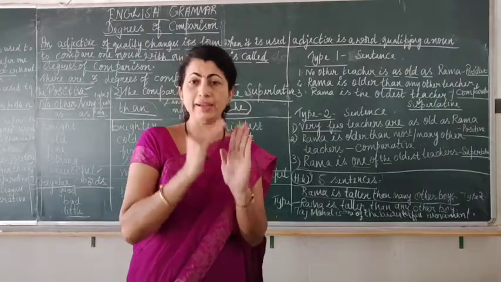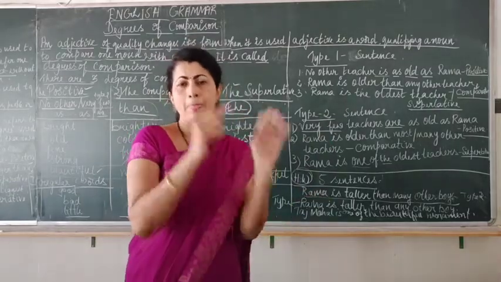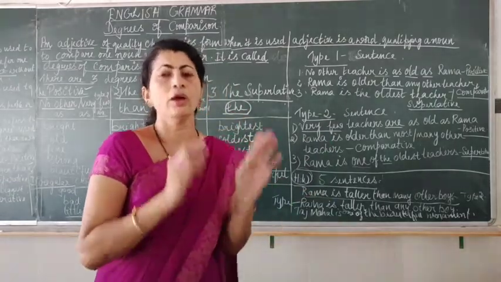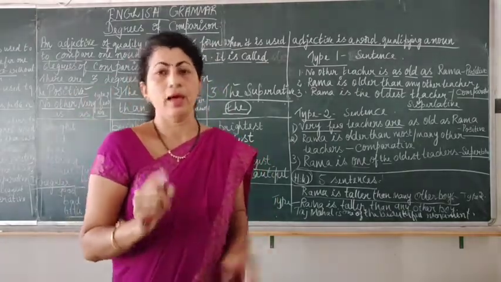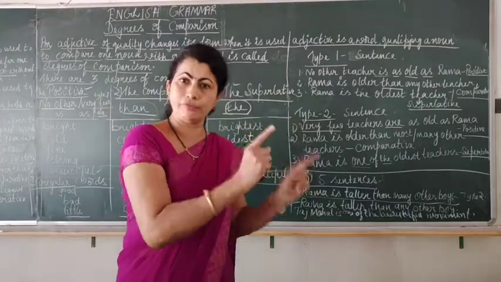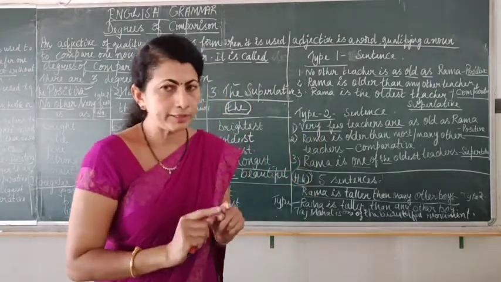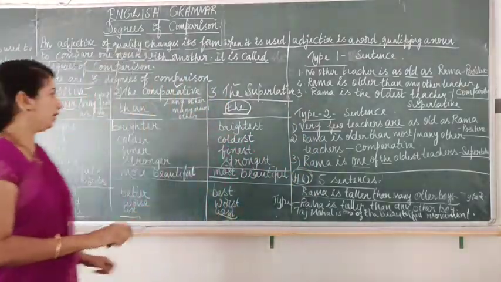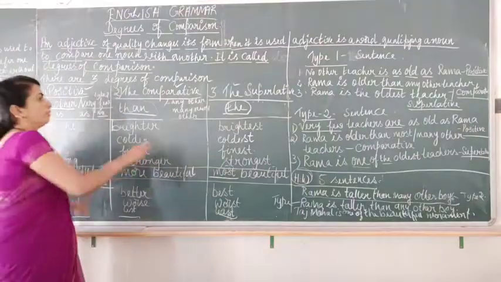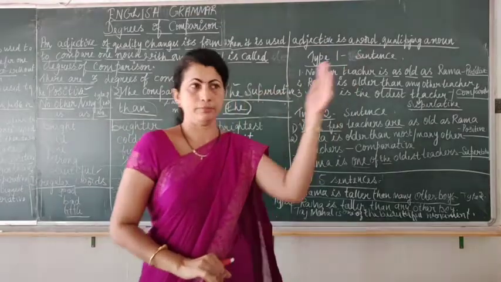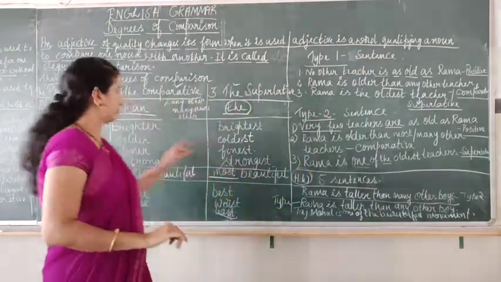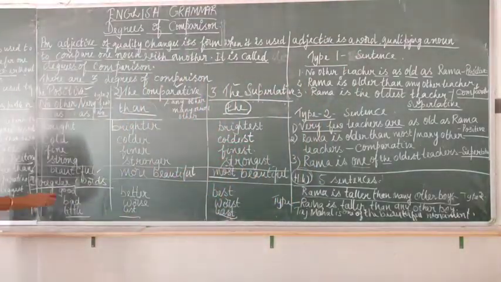for these three degrees of comparison. Here in the positive degree, no other, and we could see as. And in type 2, very few. In the comparative, than. And in the superlative, the.